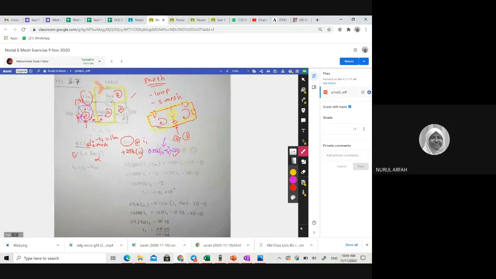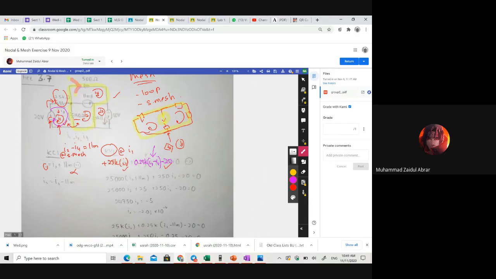Revision, yes, very good. Okay, madam, this one is done. This is for I1. This one is for the super mesh. But you need another one, which is the KVL at the super mesh. So what is the KVL at the super mesh?